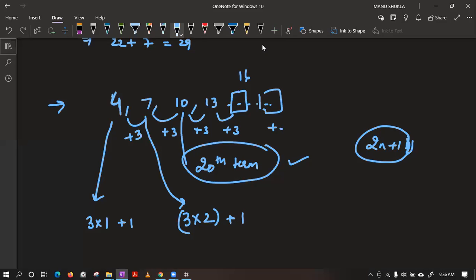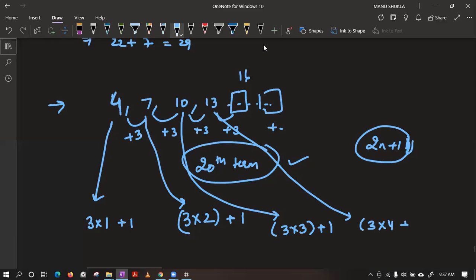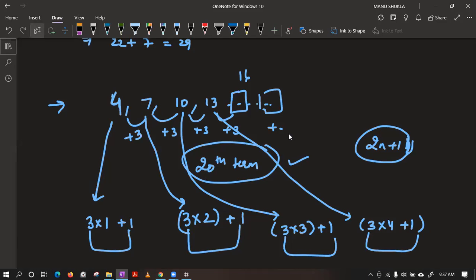Can I write this 10 as, class, what should I write? 3 into 3 plus 1. What about 13? 3 into 4 plus 1. Are you observing what is happening, class? This 3 and this 1 are the same. Nothing is being changed. They are constant in all the terms. The only thing which is changing is this part. Can you observe this thing, class?